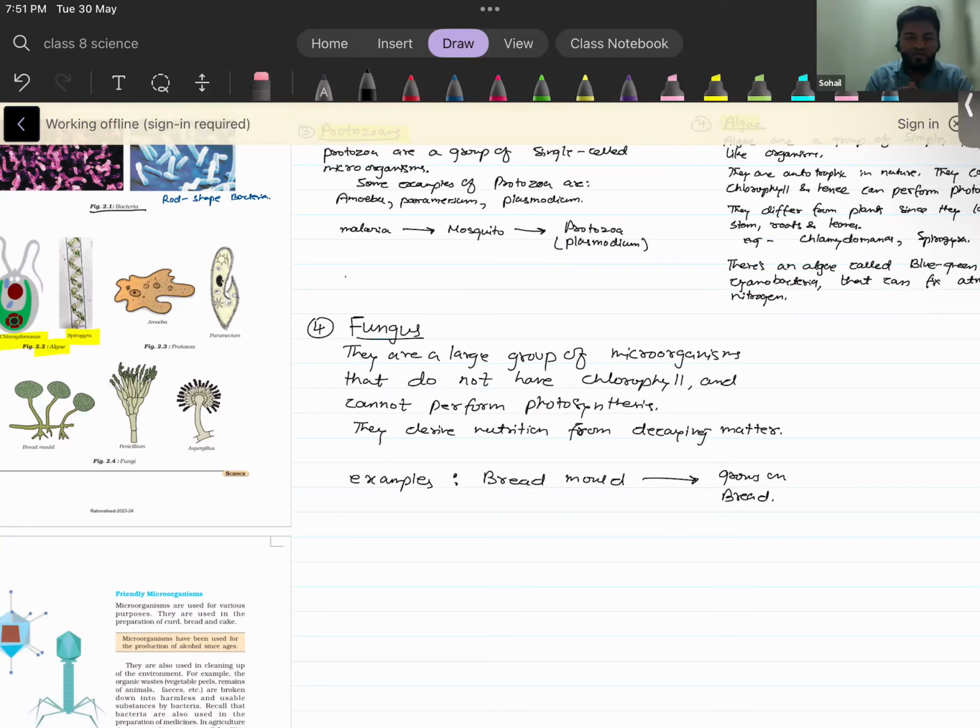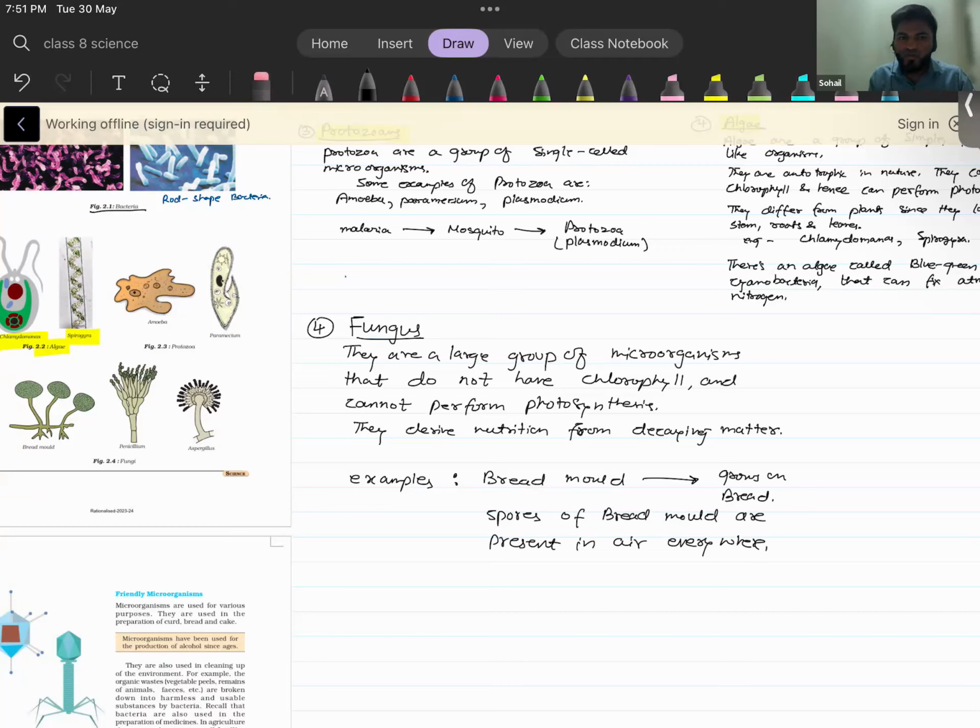It is basically present almost everywhere. You can test it like this. If you keep food open in the air for 1 or 2 days, then on the third day you will observe that bread mold has grown on it. Hence we see that the spores of the bread mold are present in air almost everywhere.